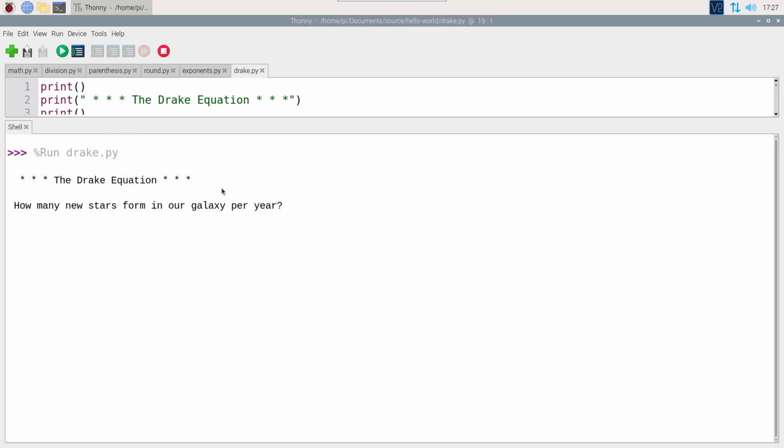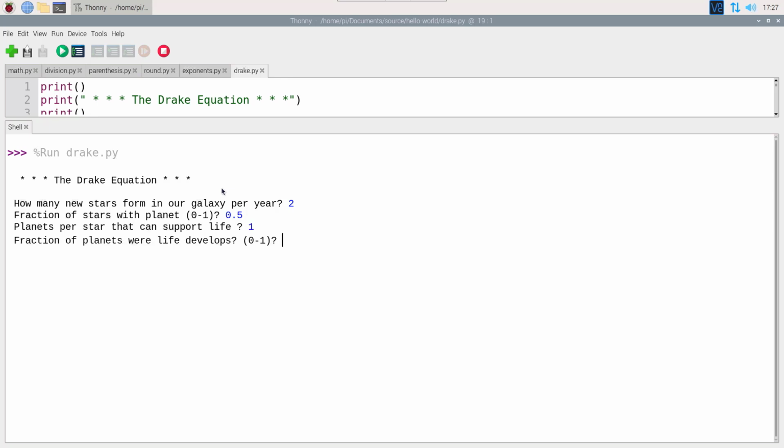How many new stars in our galaxy form each year? I'm going to assume 2, based on the observed value in our galaxy. And the number of those stars that actually have planets around them, I'm going to go with the accepted value of around 0.5 here. And the number of planets per star that can support life, I'm going to go with the assumption that at least one can. That is what we know from our own solar system. We have one planet that supports life.